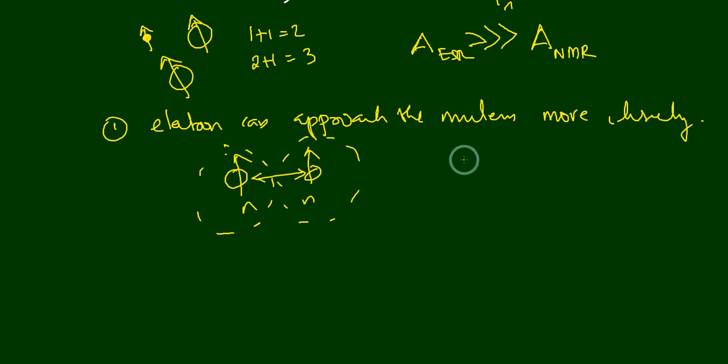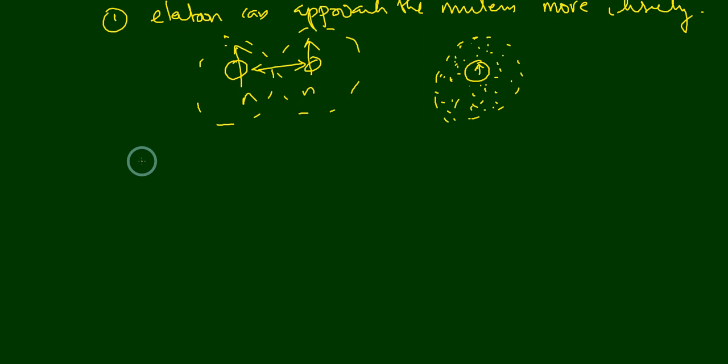But in the case of the ESR spectrum, here we have a nucleus, and surrounding the nucleus there is the electron cloud. This electron cloud is spread up to the nucleus, meaning the electron can have a much closer approach to the nucleus, and because of this short distance interaction, the coupling will be much larger in the case of the ESR spectrum. So this is the reason: the electron can approach the nucleus more closely. This is one reason why the ESR coupling constant is much bigger than that of the NMR spectrum.